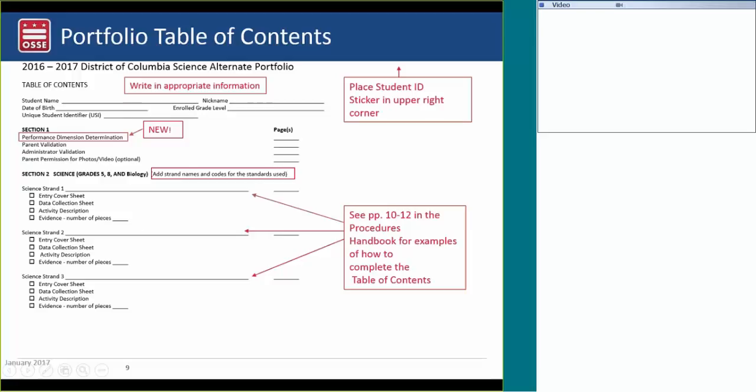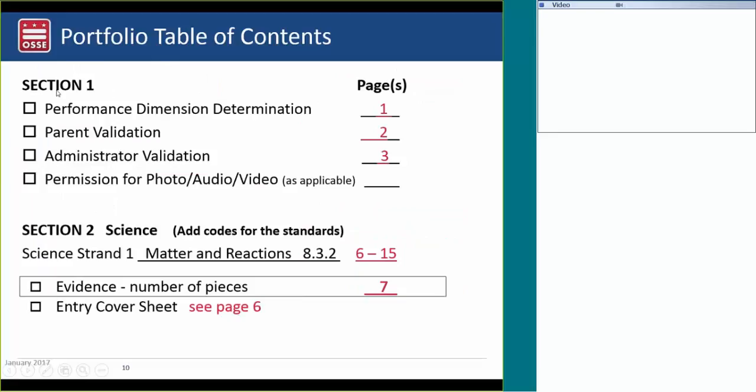Here's a reference to the procedures handbook for detailed examples and instructions on how to complete the table of contents if you've not completed one in the past. Okay, so here's an example. So for section 1, performance dimension determination, page 1, and it will always be page 1. Parent validation, page 2. Administrator validation, page 3. If you have a permission for photographs, audio, or videotape, that will be page 4.